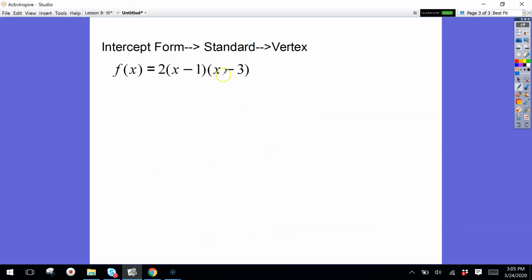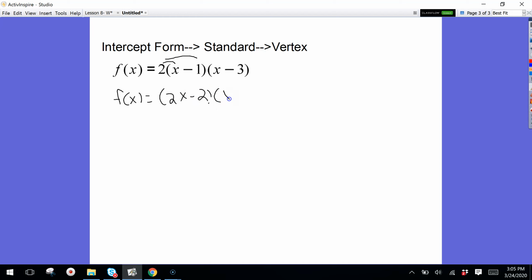Okay, so in this next example, we're going to go backwards. We're going to start with the intercept form equation. Again, I have my zeros here, which are 1 and 3, and I also have my a value. We're going to make it into standard form by FOILing. First, we're going to distribute this 2 out, and we'll have f of x equal to 2 times the quantity x minus 1, times the quantity x minus 3, and then we can go ahead and FOIL this.